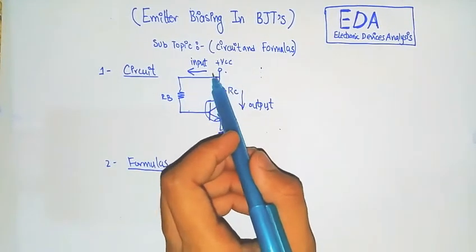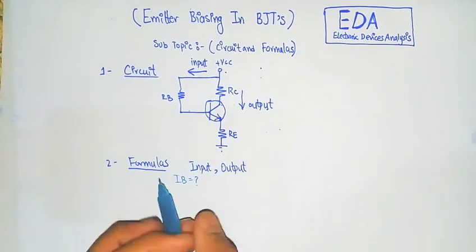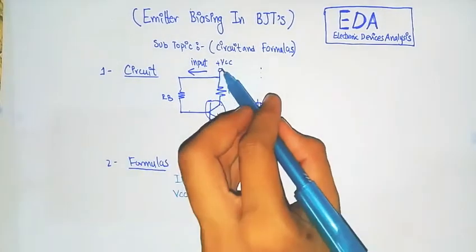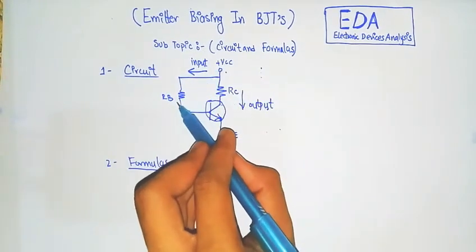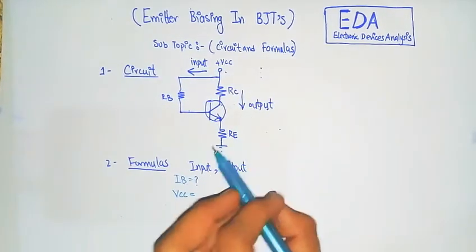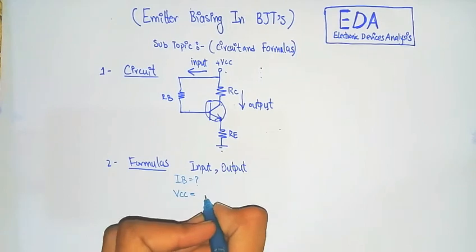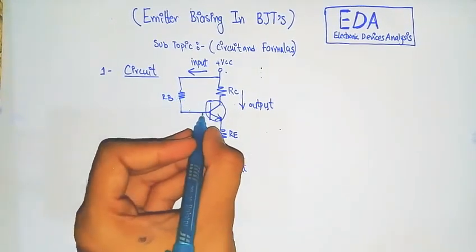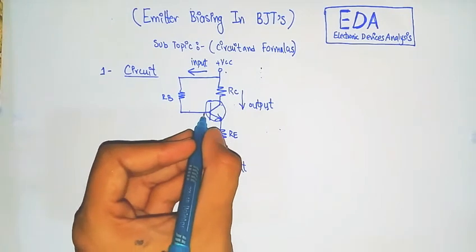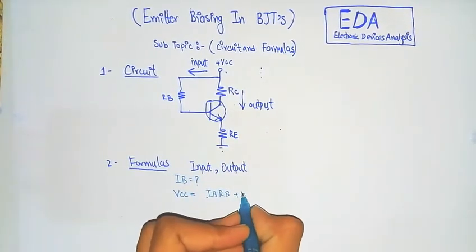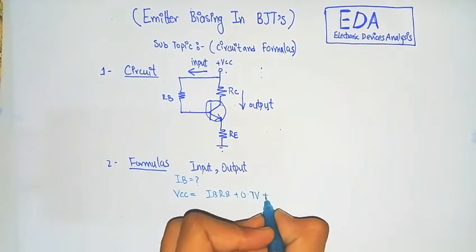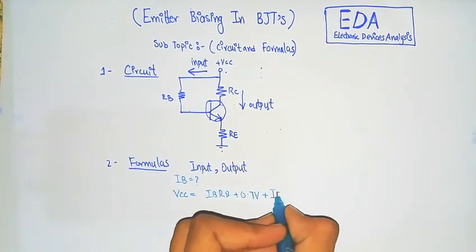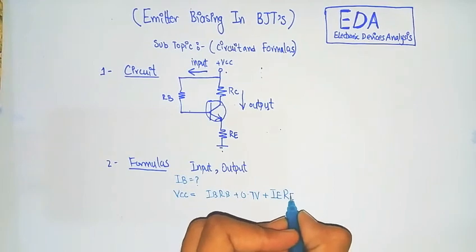So from the input loop, write the equation of the input loop of the transistor. This VCC will drop over this resistance, this junction and this resistance. So VCC will be equal to IB into RB, the drop in this resistance, plus 0.7 volts, the drop in this junction, plus the drop in this resistance, which is IE into RE.